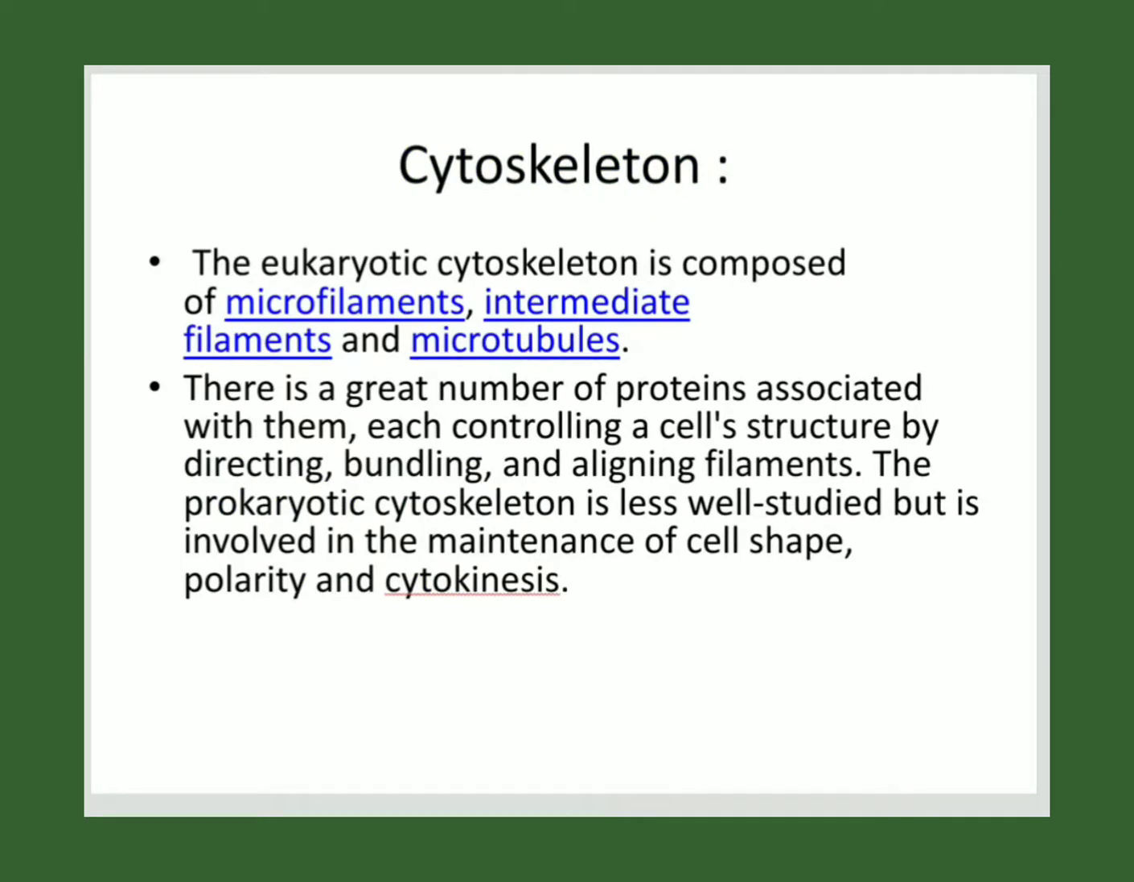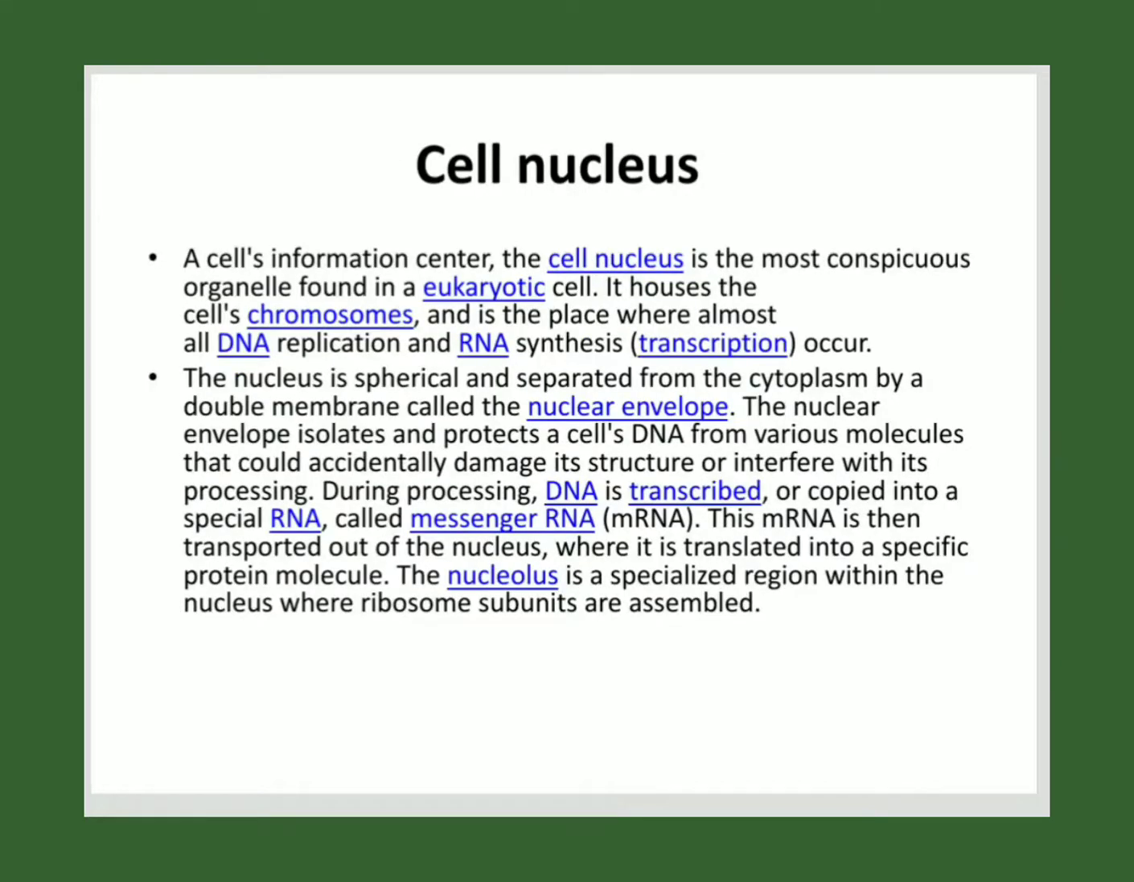The eukaryotic cytoskeleton is composed of microfilaments, intermediate filaments as well as microtubules. There is a great number of proteins associated with them, each controlling a cell structure by directing, bundling and aligning the filaments. The prokaryotic cell cytoskeleton is less well studied but is involved in the maintenance of cell shape and transportation.